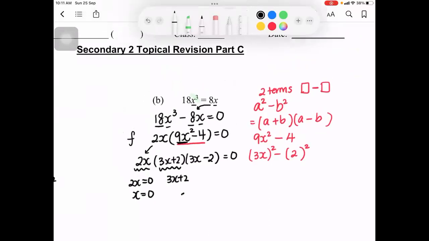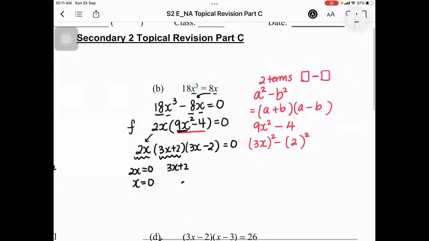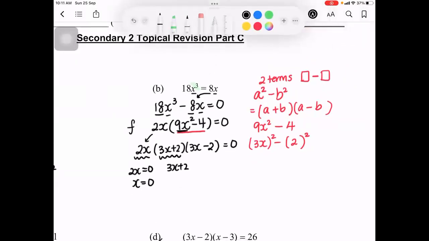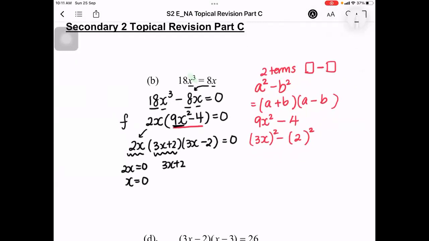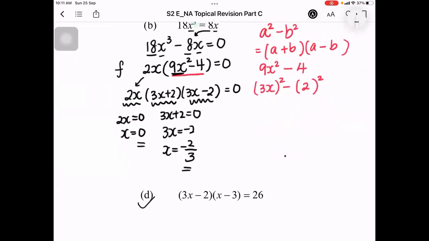Then we are doing revision worksheet part C. We have 3x plus 2 equals to 0. So 3x equals to negative 2. Then x equals to negative 2 over 3. That is the second answer. Third solution, this one is the third solution. We have 3x minus 2 equals to 0. So 3x equals to positive 2 this time. x equals to 2 over 3.